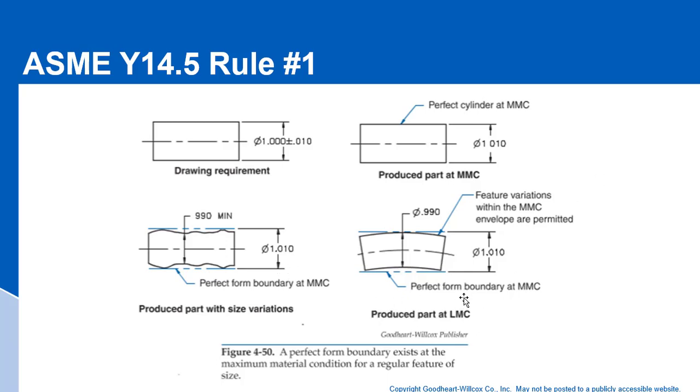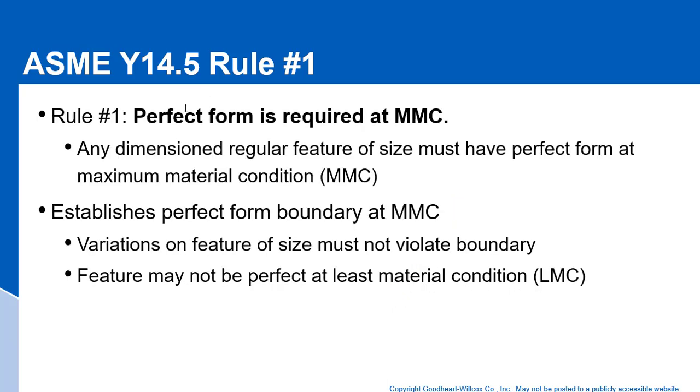Okay, here's another one. You got a part produced at LMC, it's just 990. So we can have that thing bowed and it would still fit. Okay, so feature variations within the MMC envelope are permitted. As this dimension here approaches this upper limit value, we don't have any tolerance on the form, because if we did, our part would not fit. Okay, so that is rule 1, very important. Perfect form is required at MMC.